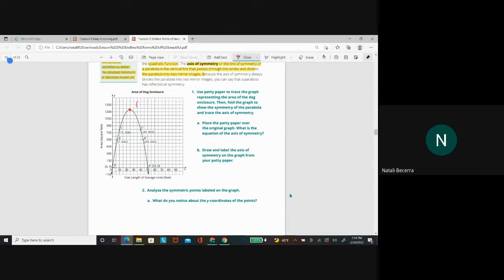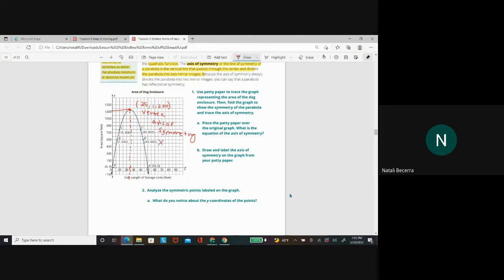My vertex would be, what's the x value? I'm going to go down here, 25, comma, whatever this is, like 1,250, we're going to say, right? So that's what that would be. This is your vertex. What's the axis of symmetry? If I cut a line through it in half, I'm cutting through the x-axis, right? So the axis of symmetry is always going to be... let me erase this real quick.